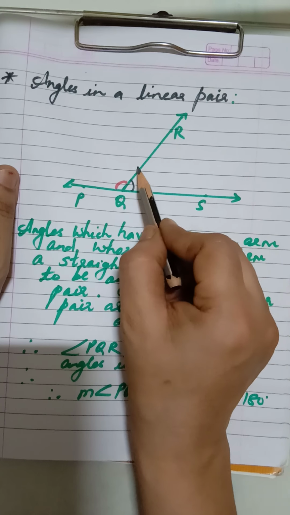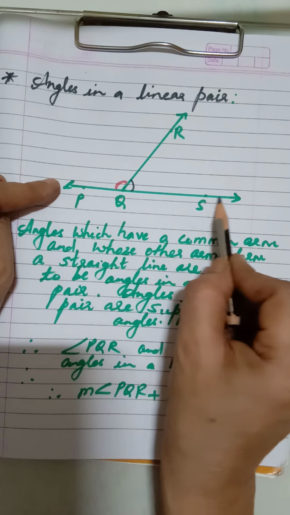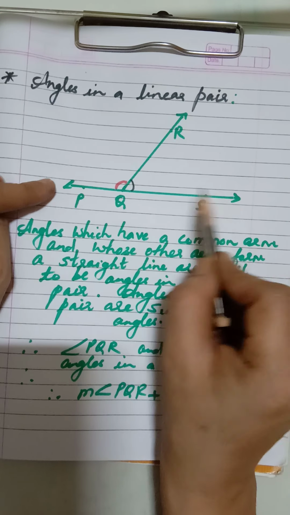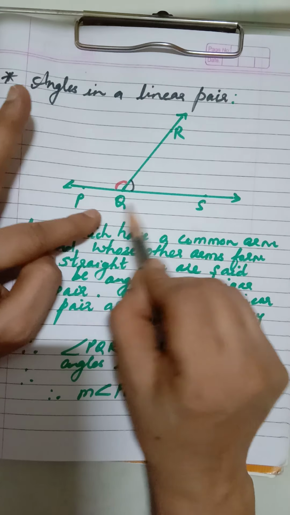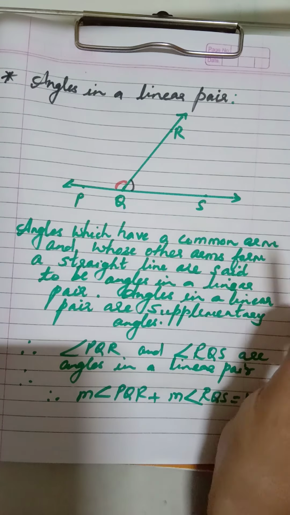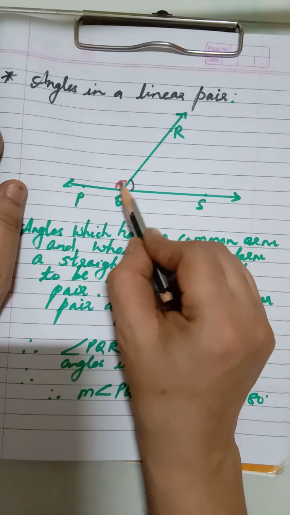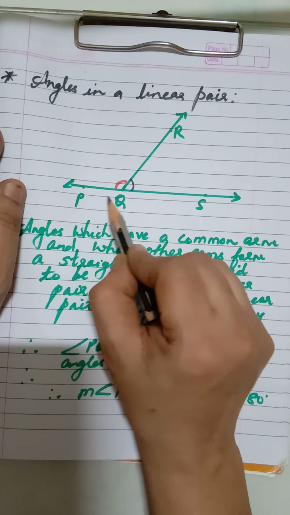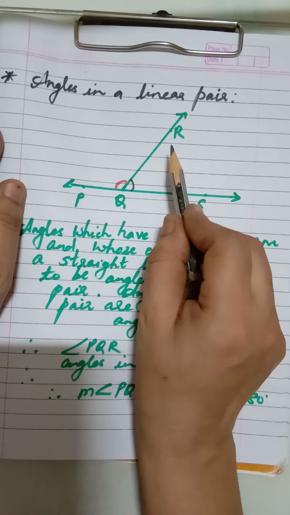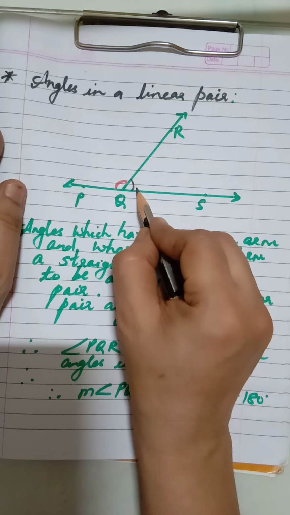See, this angle, his other arm is forming a straight line, and this also is forming a straight line, right? So other arms are forming a straight line. Second arm of the angle is forming a straight line. Such angles are said to be angles in a linear pair. And the sum of the angles, angle PQR plus angle RQS, is 180 degrees.